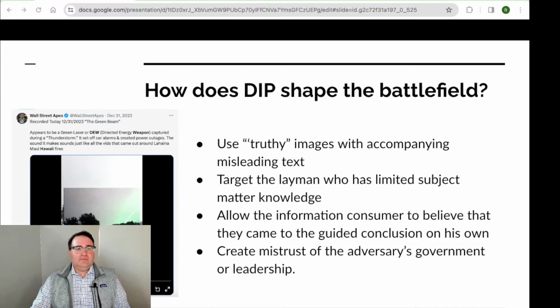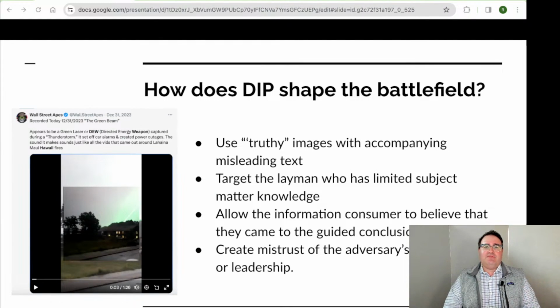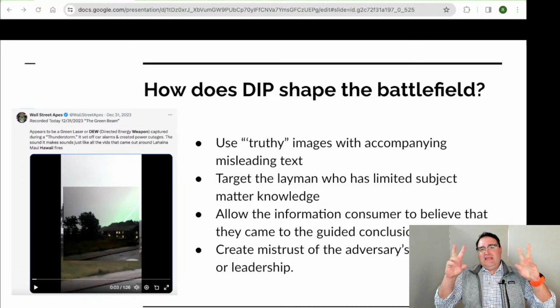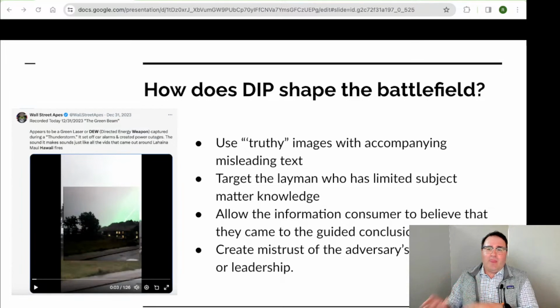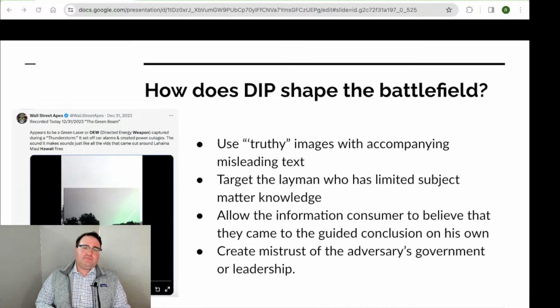So how does DIP, Deceptive Imagery Persuasion, shape the battlefield? Well, it uses truthy images with accompanying misleading text. It targets the layman who has very limited subject matter knowledge. It allows the information consumer to believe that they came to that guided conclusion on their own. That's a very powerful way of arriving at a conclusion, to think that, oh, I came up with this on my own, nobody actually told me. And it creates mistrust of the adversary's government or leadership.